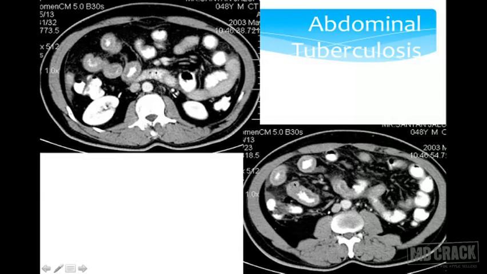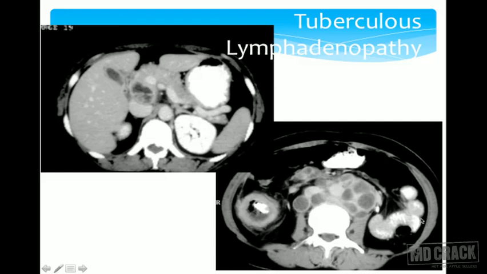Another patient with a similar appearance. This is a thickened small bowel wall over here. This is your free fluid over here. And this is the normal appearing bowel wall.